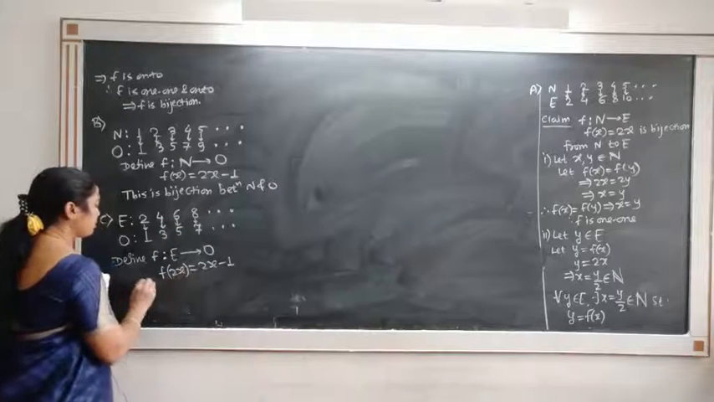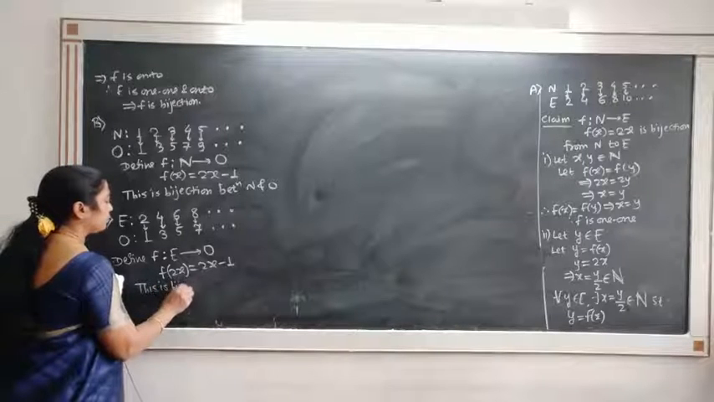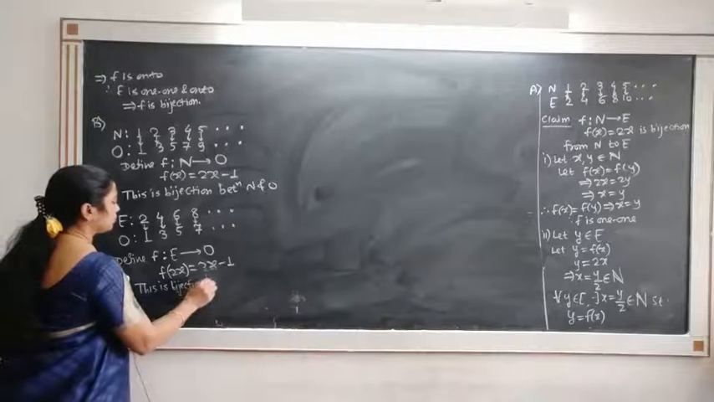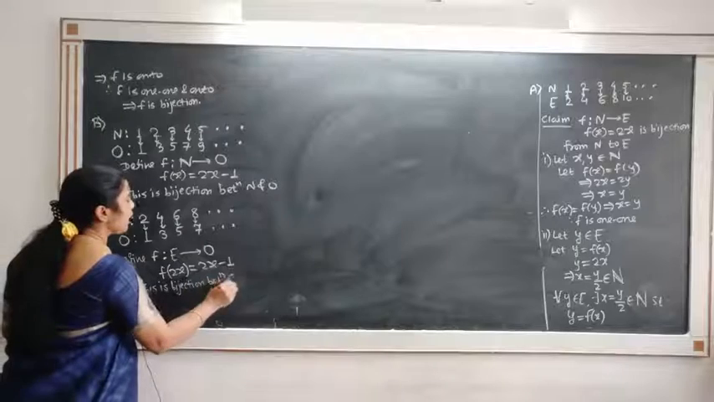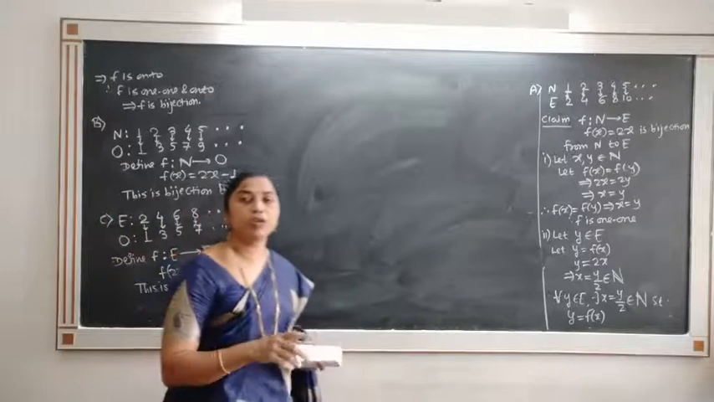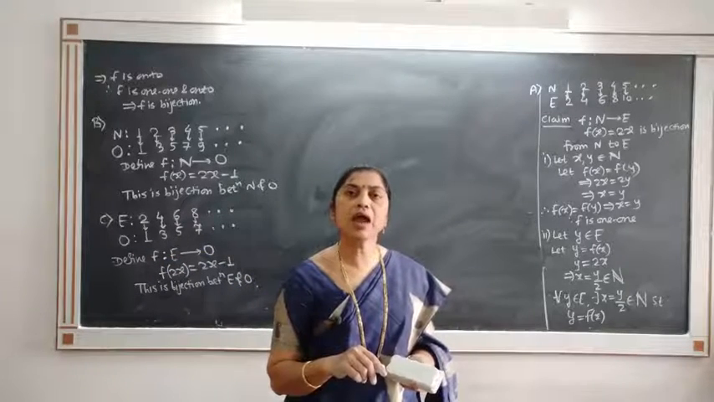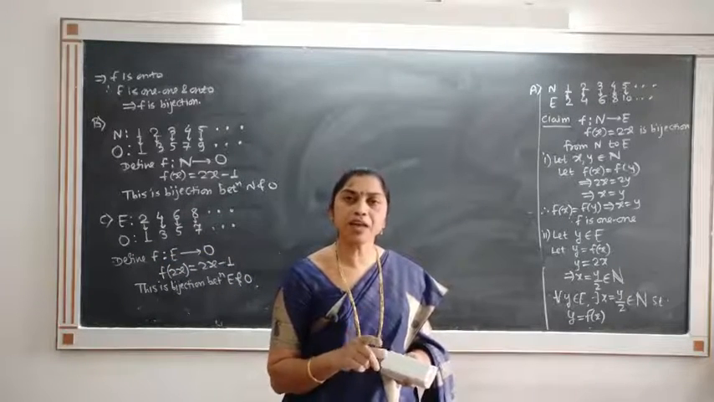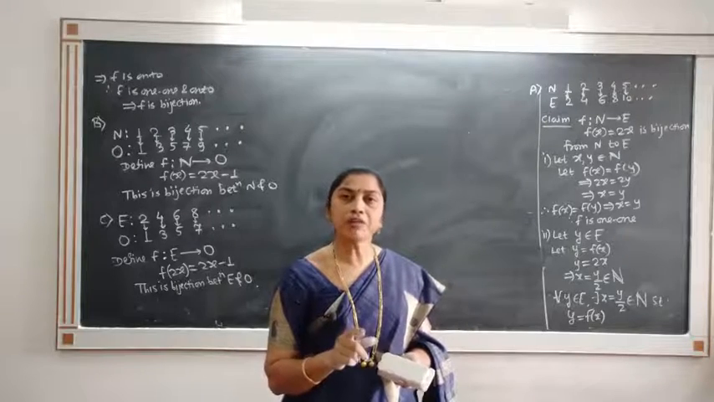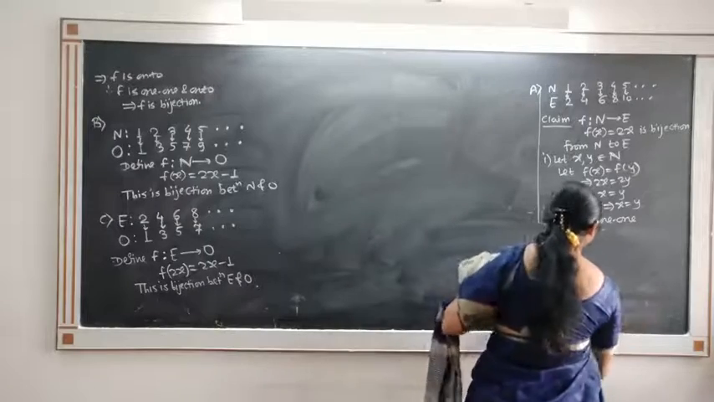And therefore this map is a bijection between E and O. So there exists a bijection between natural and even natural, natural and odd natural, and also a bijection map between even and odd naturals.